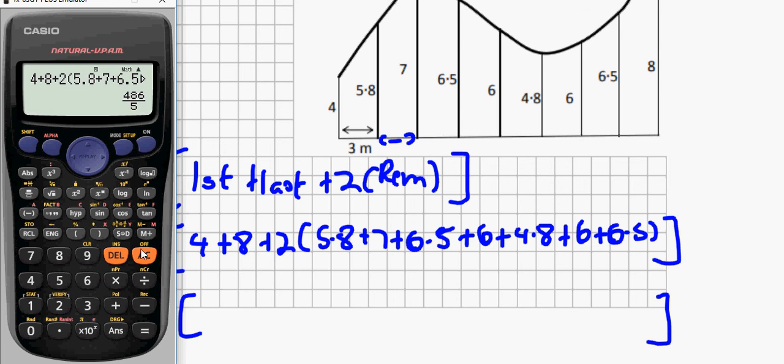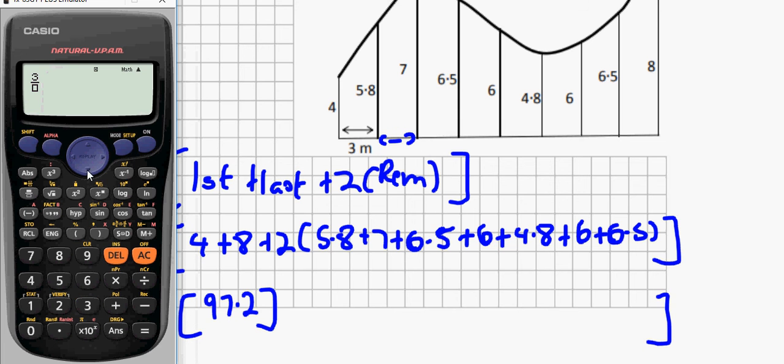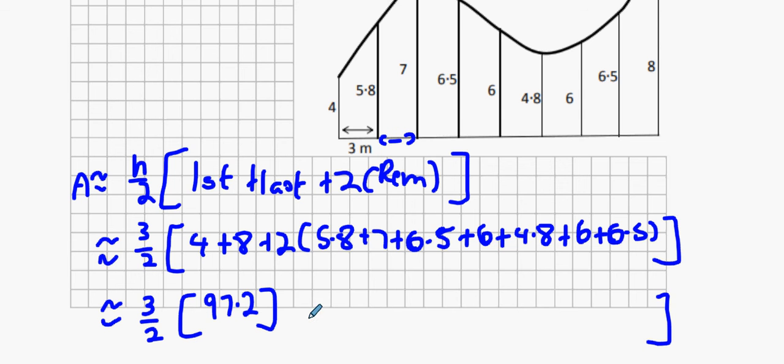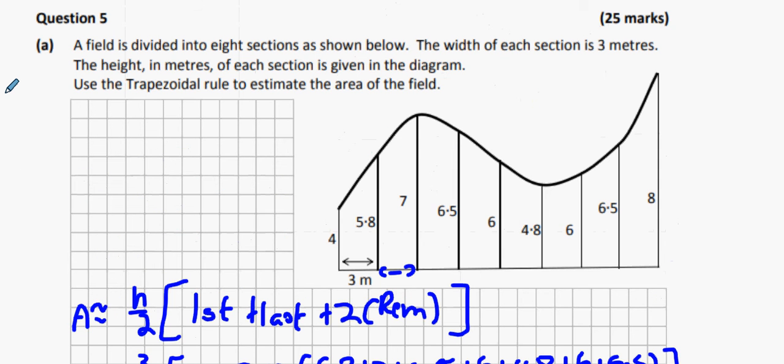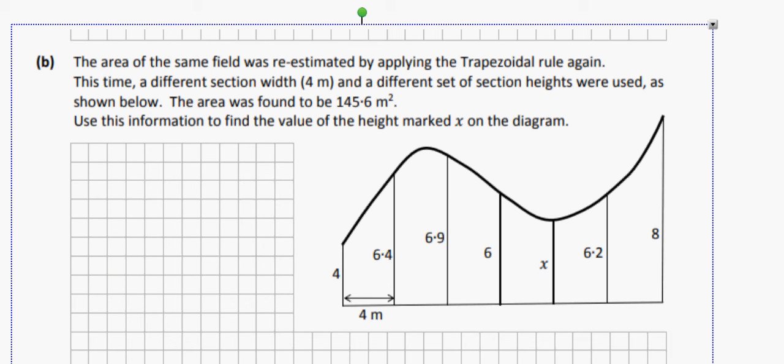That equals 97.2. Then I'm going to do 1.5 times 97.2. Some of you can do it all in one go. And 145.8. Everybody cool with that? You can if you want. Everybody cool with that?